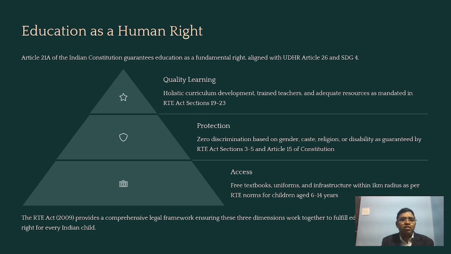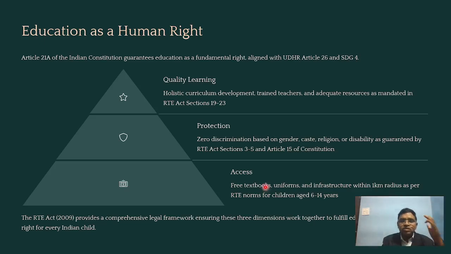Article 21A of the Indian Constitution guarantees education as a fundamental right, aligned with the Universal Declaration of Human Rights Article 26 and Sustainable Development Goal 4. So what is mentioned here? Access: free access, free books, uniforms, then infrastructure, where the school should be within a 1 kilometer radius for primary children. This is mentioned in the Right to Education Act for children 6 to 14 years.